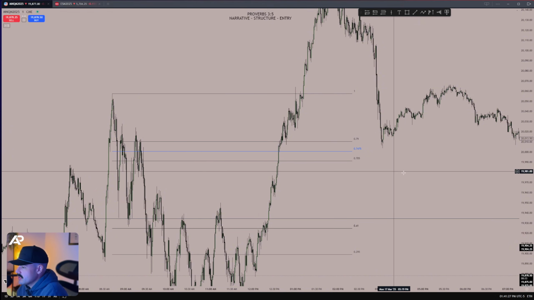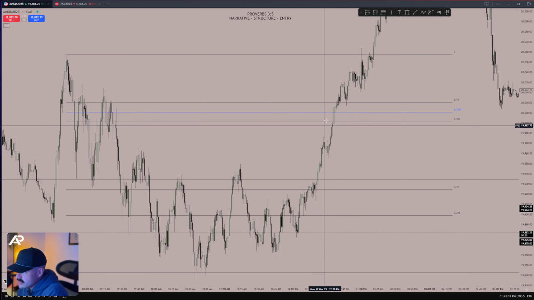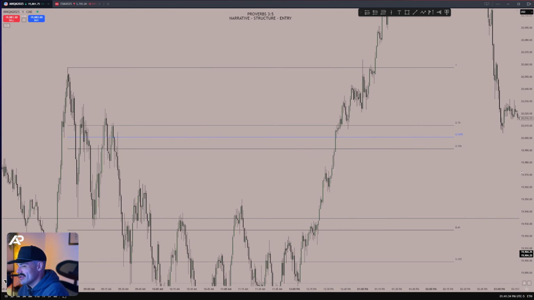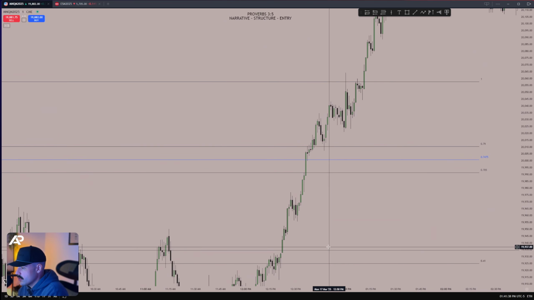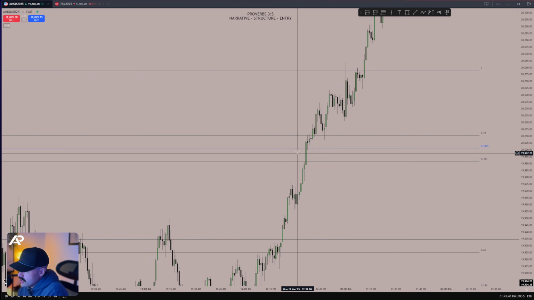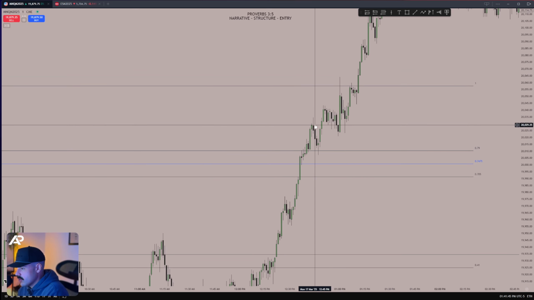So in this specific example, we're having strong displacement here, strong continuation, not something we would really want to try and fade. But more specifically, what do we notice? We get this violation right up here. We come up, we close up above. And what does the market do? We're creating imbalances even after closing up above the 7.9.